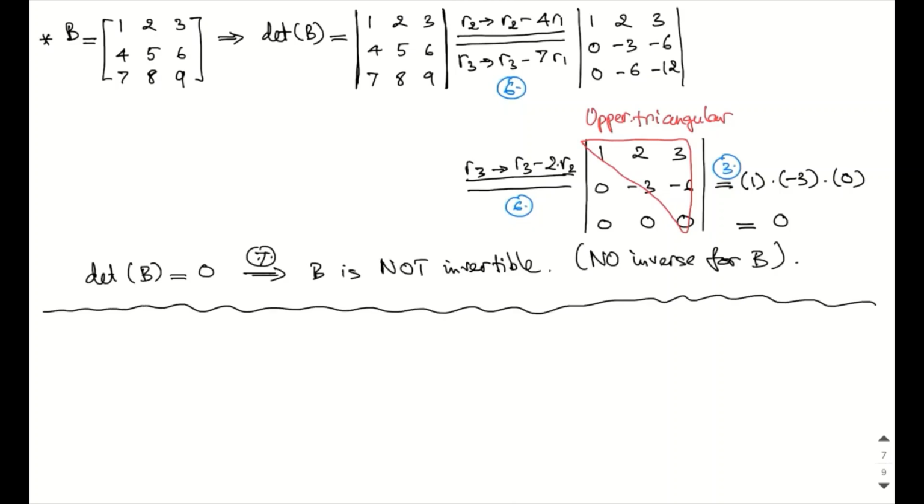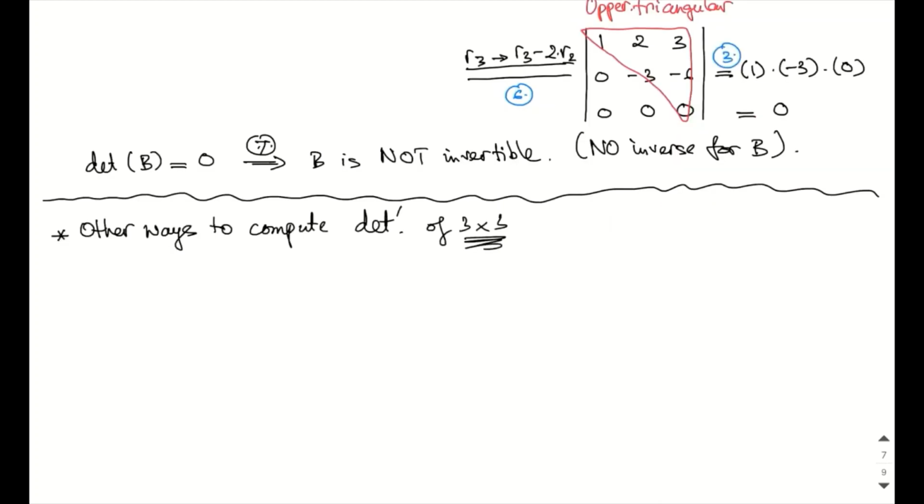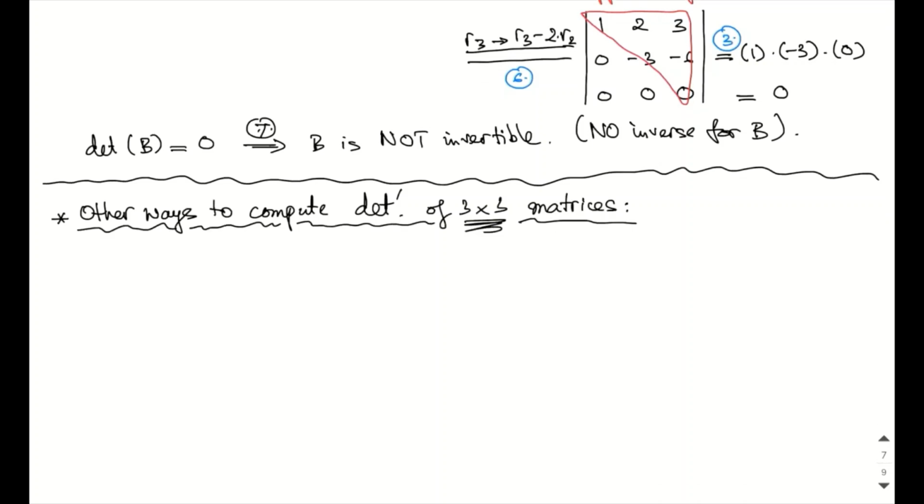Here, because you will mostly deal with 2 by 2 and 3 by 3 matrices, I'm going to show you some other ways to compute the determinant of 3 by 3 matrices that, in my opinion, is quicker and easier to use. Remember, this is only true for 3 by 3 matrices. In order to compute the determinant of 3 by 3 matrix, on a separate piece of paper, we are going to copy the whole matrix again. Then copy the first 2 columns one more time.